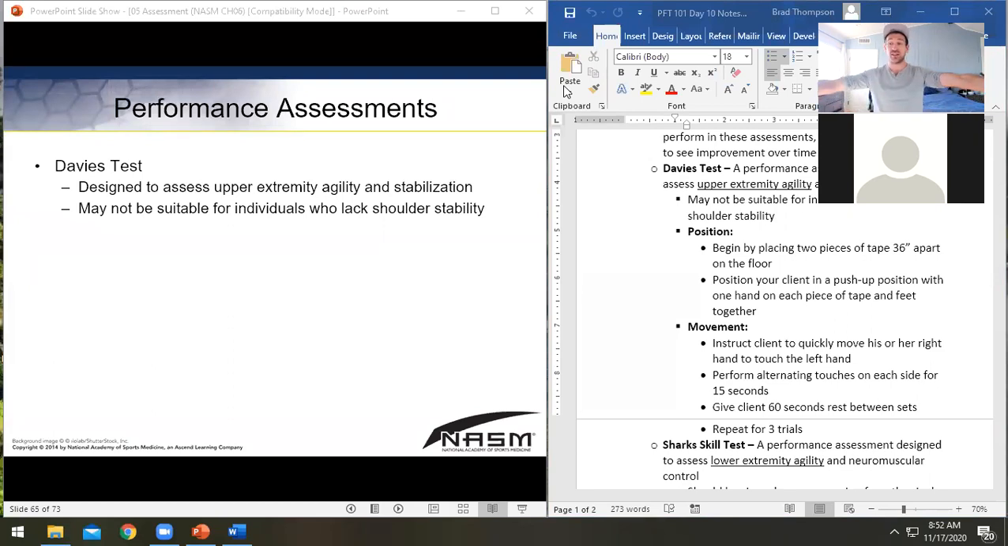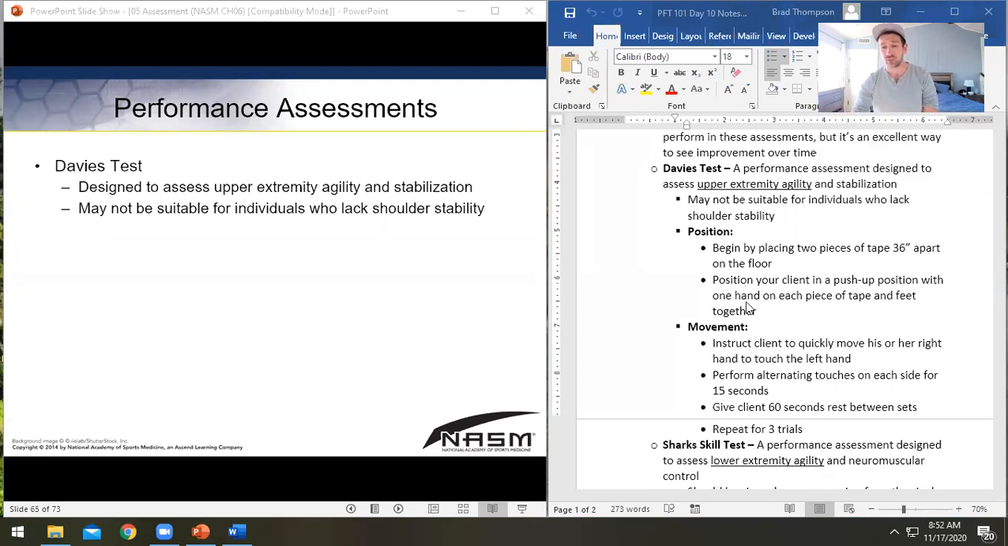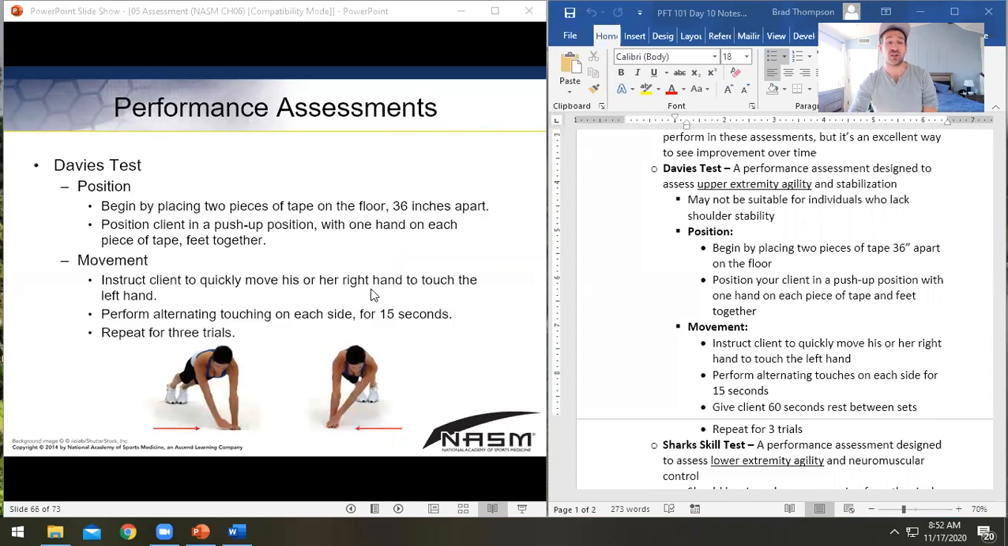So if you think about the Davies test, I'm basically just changing directions back and forth, right? I'm going left to right to left to right. And that's why it's an upper body agility assessment. It falls under that category. So, like I said, you're going to begin by placing 2 pieces of tape 36 inches apart on the floor. Position your client in a push-up position with one hand on each piece of tape, and then you want to have their feet together.